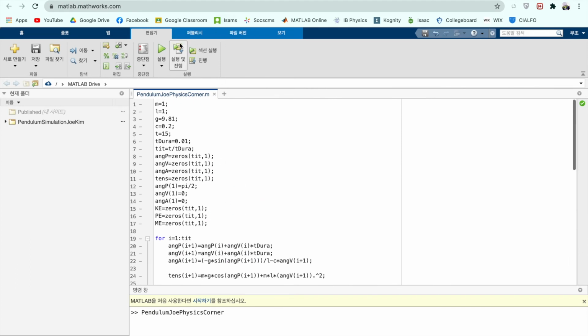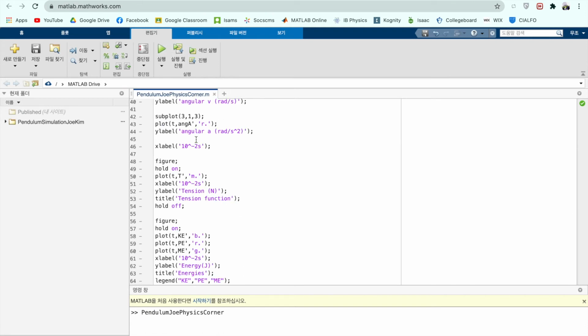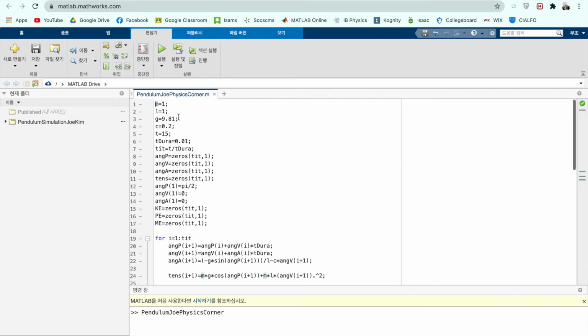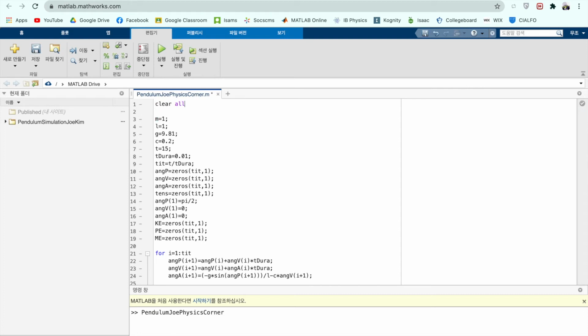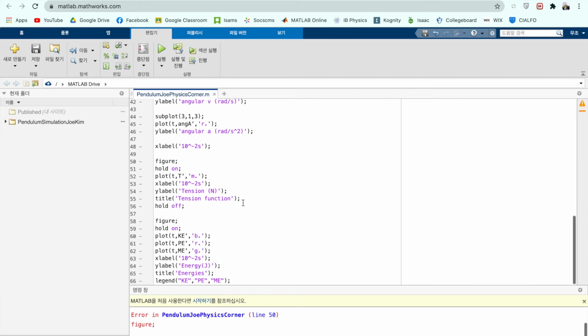Hopefully when I run this, it's going to give me 3 graphs. Run. Oh wait, I'm going to add clear all, close all, and CLC, to be clear. There's an error at line 50, figure.